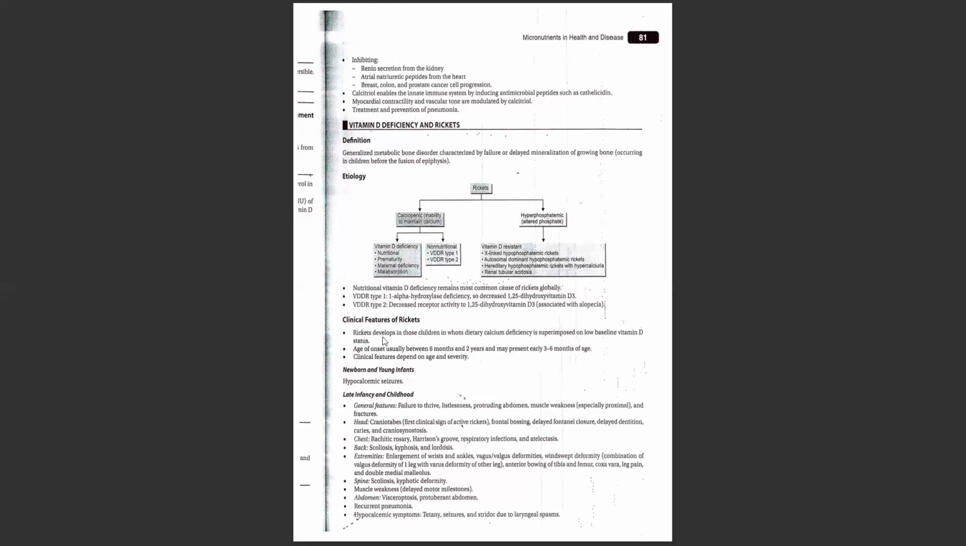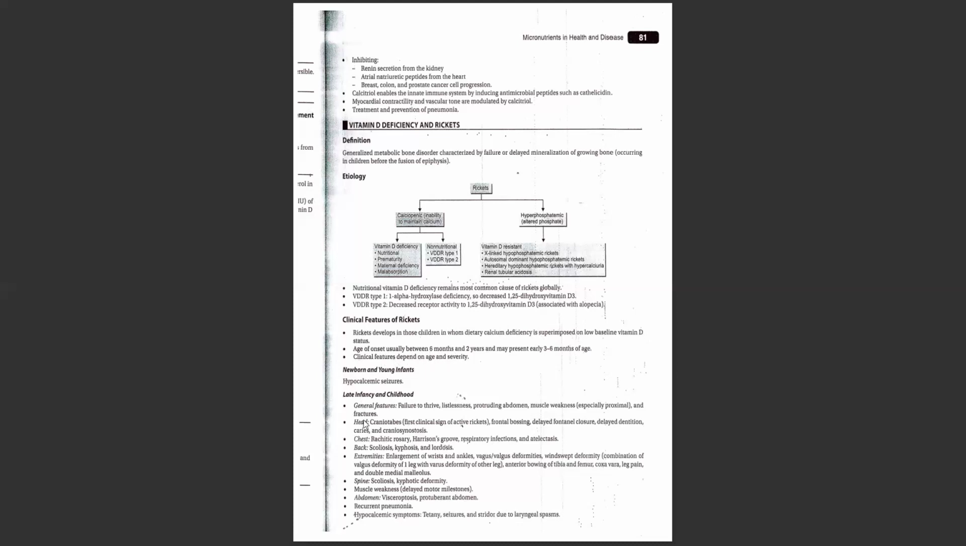Rickets develops in those children in whom dietary calcium deficiency is superimposed on low baseline vitamin D status. The age of onset is usually between 6 months and 2 years of age, and it may present early, that is 3 to 6 months of age. The clinical features depend upon the age and severity of the disease.